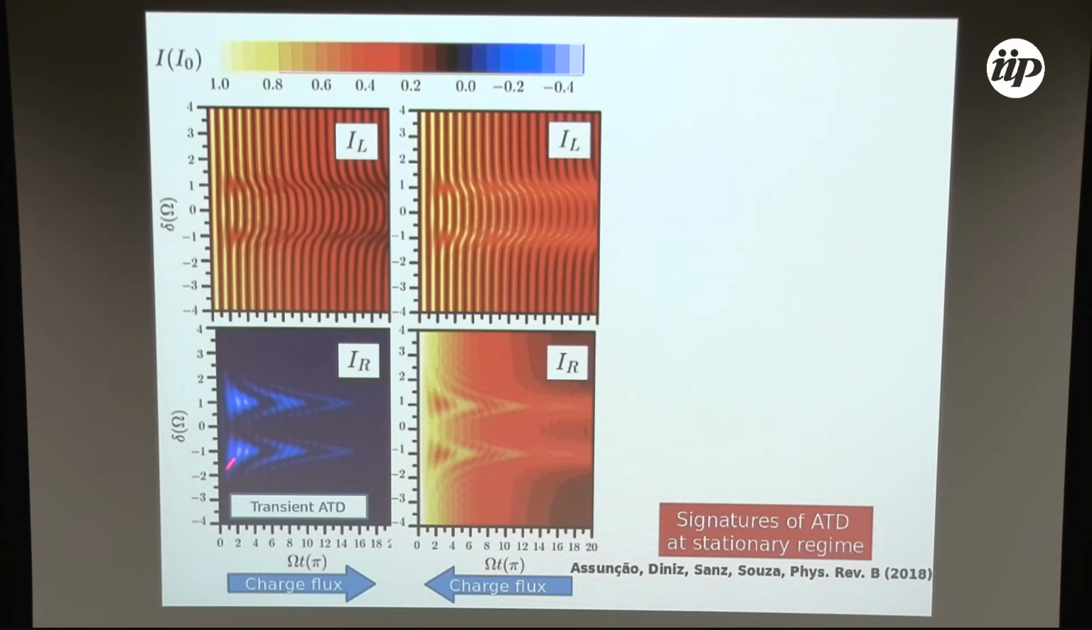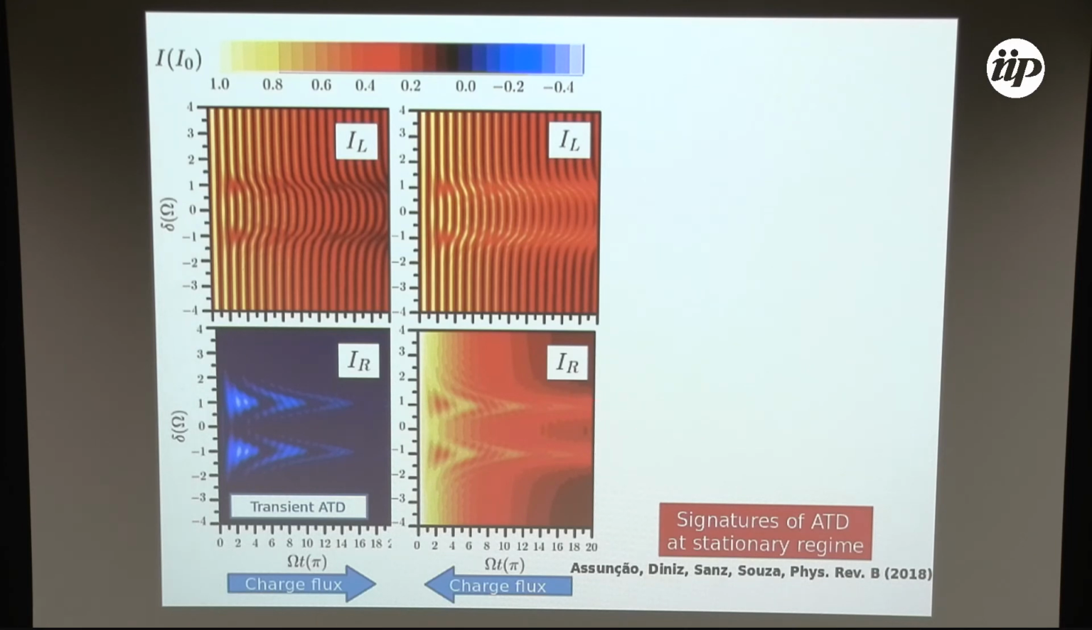And this is time. The horizontal axis is time. So let's look at this case here. We are seeing that for two specific detunings of the level of the second quantum dot, the current is enhanced and kept alive as time evolves.